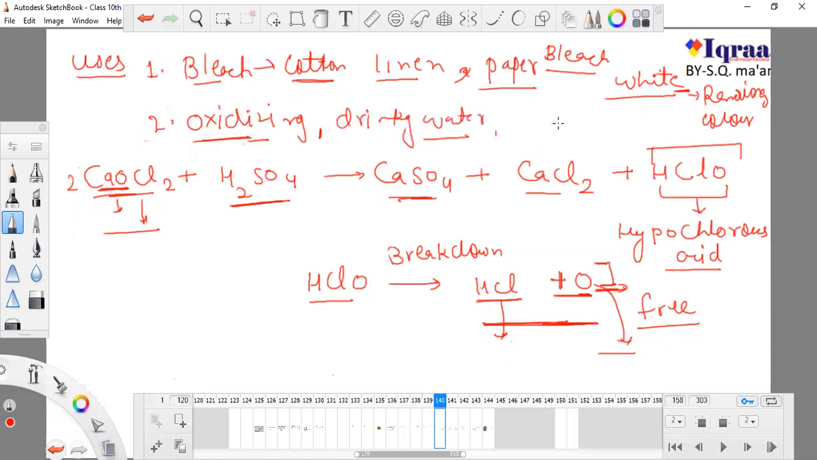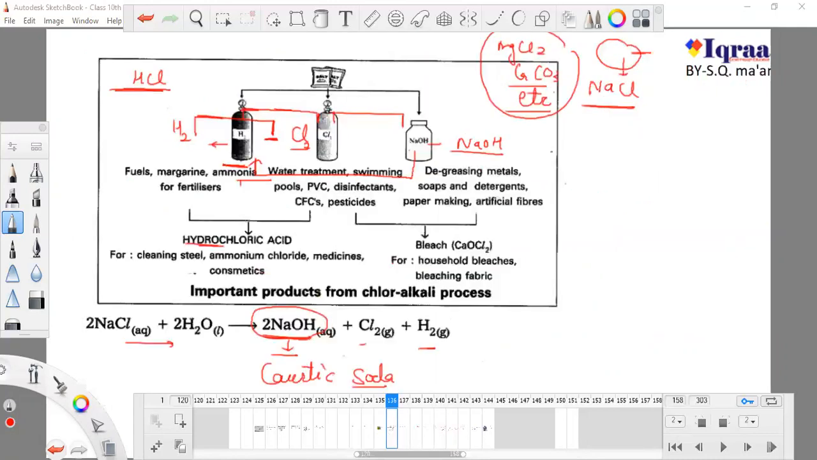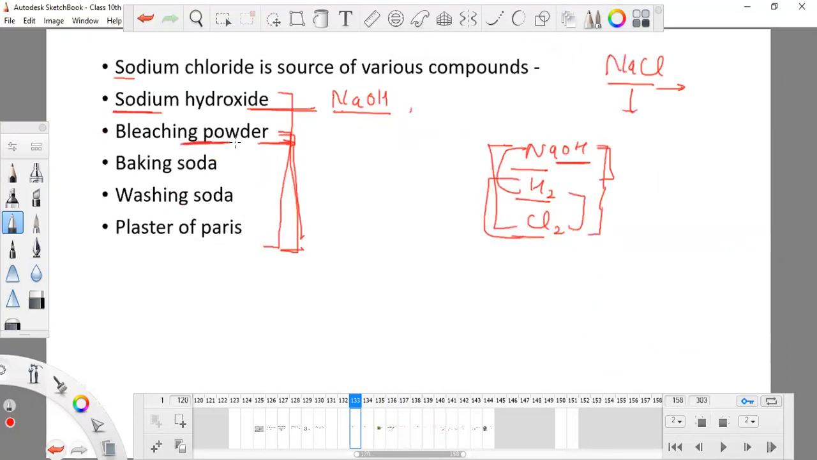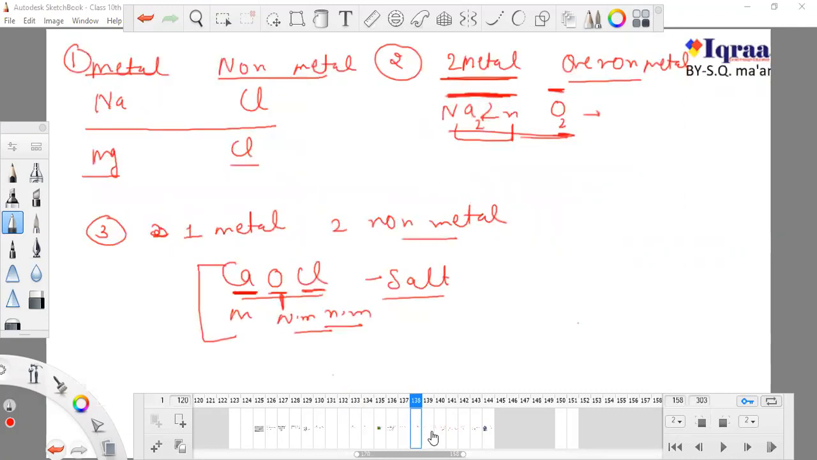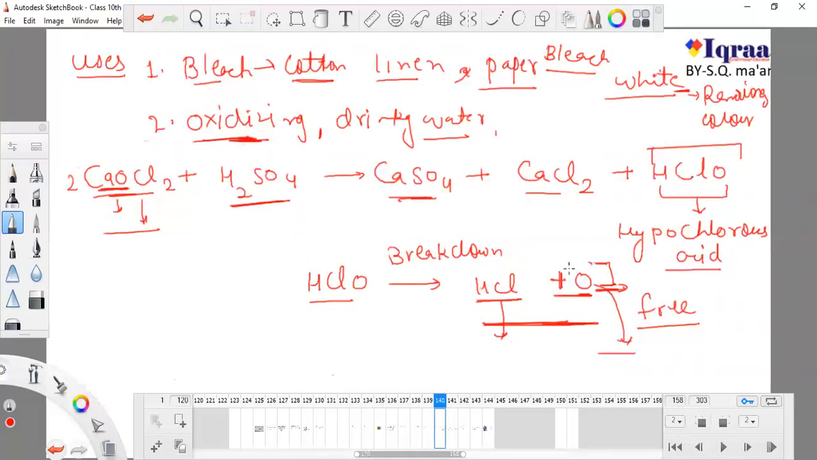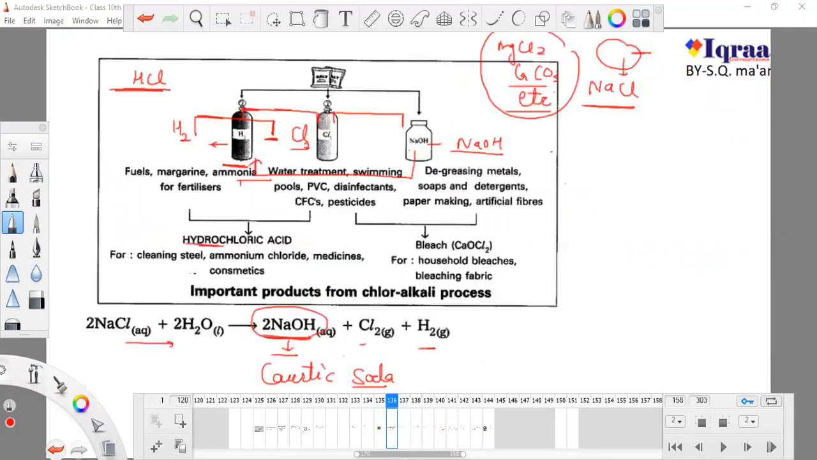Okay, and they are used as oxidizing agents in many other factories. So this is about our salt, bleaching powder, CaOCl2. It is not important for you to remember this entire reaction. Just remember one thing, that it can give you free single oxygen. Don't confuse this.